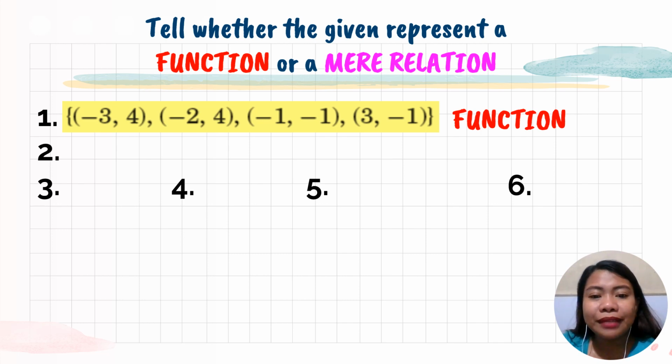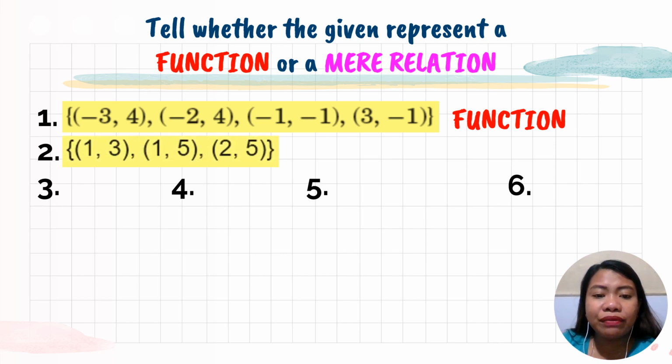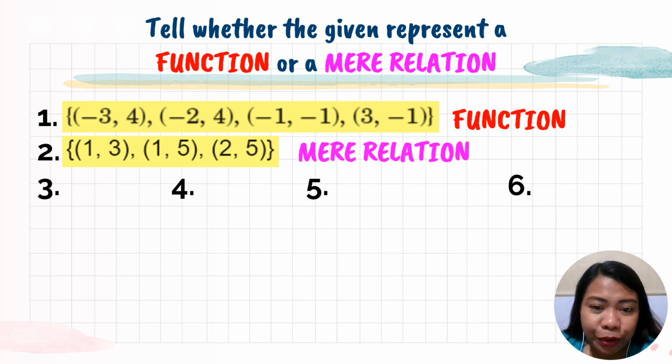Okay? For number 2, let us have the three elements. The set of coordinates are 1 comma 3, 1 comma 5, 2 comma 5. What do you think is that? A function or a mere relation? That is nice. You got it. It's a mere relation. Why? So look at the x coordinates. It is repeated. So it's not a function but merely a relation.